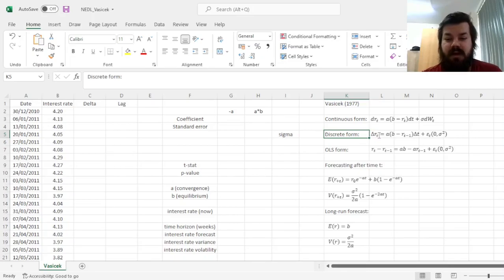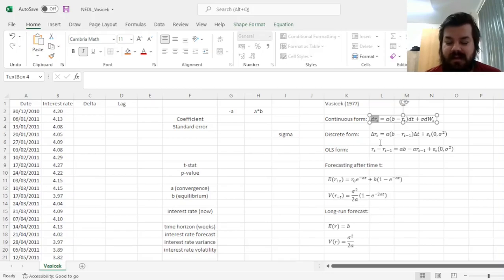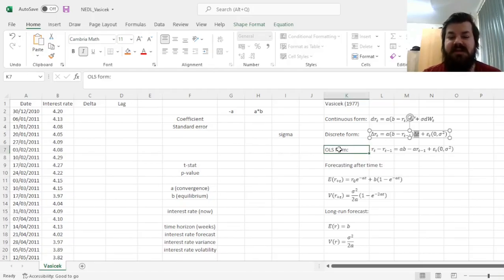So this discrete form converts the differential, the derivative of the interest rate, into its first difference, delta r_t. And here we represent everything in terms of discrete changes of interest rates and discrete changes of time, delta t. And in our case, as we've got weekly data, delta t is 1 week, which means that if we want to estimate the model using simple OLS, we'll regress the first difference of the interest rate onto the constant, as well as the lagged interest rate.